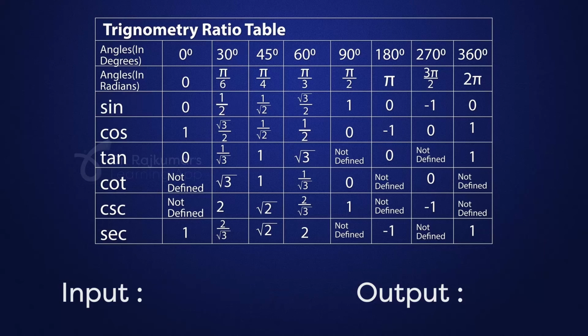Similarly, if you have to take cos inverse of half, come to cos theta, see where there is half. You have half over here, and what is the angle over there? That is nothing but 60 degrees. So cos inverse of half is equal to 60 degrees. You can use the same table to find trigonometry function standard values as well as inverse trigonometry function standard values.